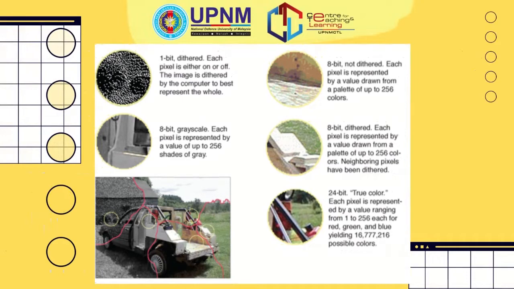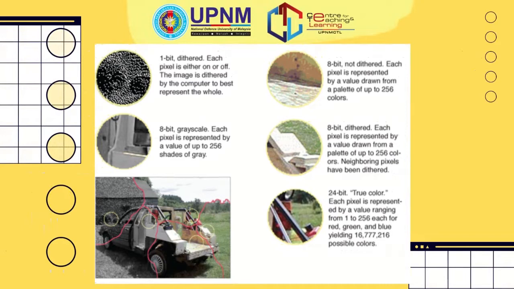8-bit grayscale: each pixel is represented by a value of up to 256 shades of gray. 8-bit, not dithered: each pixel is represented by a value drawn from a palette of up to 256 colors. 8-bit dithered: each pixel is represented by a value drawn from a palette of up to 256 colors. Neighboring pixels have been dithered.